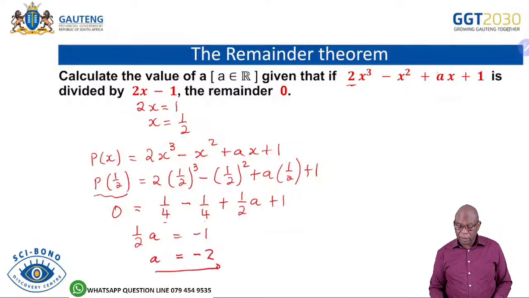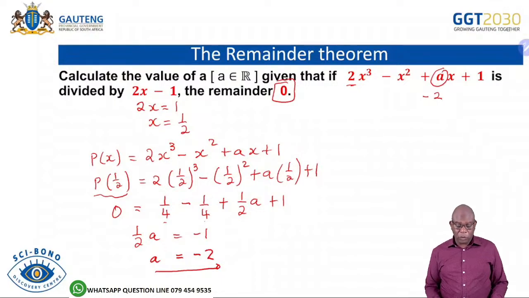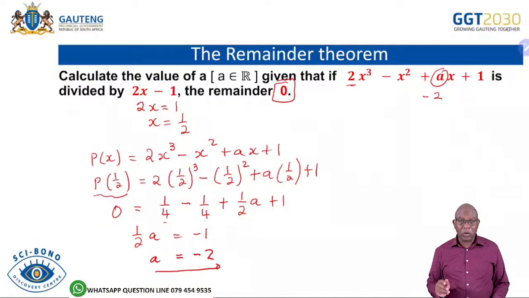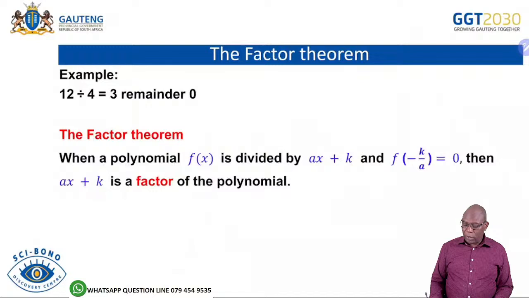What does this mean? It means that if a is negative 2, then the remainder that I'm going to get will be 0. Please take note of what we're doing in terms of the remainder of 0, because in the next activity we are going to be looking at what happens when we get 0 as the remainder. Okay. Now let's look at this.